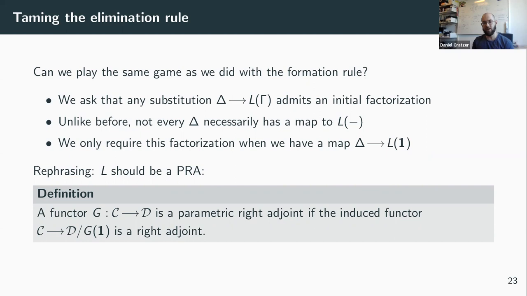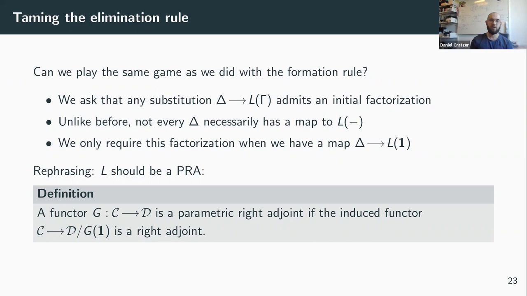Notice that if you have a map from delta to L something, you have a map from delta to L1. In our original setup, mapping into F, everything had a map into F1 because F1 was the terminal. In this case, however, it's actually not a trivial obligation to have a map into L1. There will be contexts that just don't have such maps. And when you don't have such a map, there's really no reason to require that substitutions out of it factor. They can't arise in the substitution problems we're considering. So instead, what we can do is not ask that L be a right adjoint, but a parametric right adjoint.